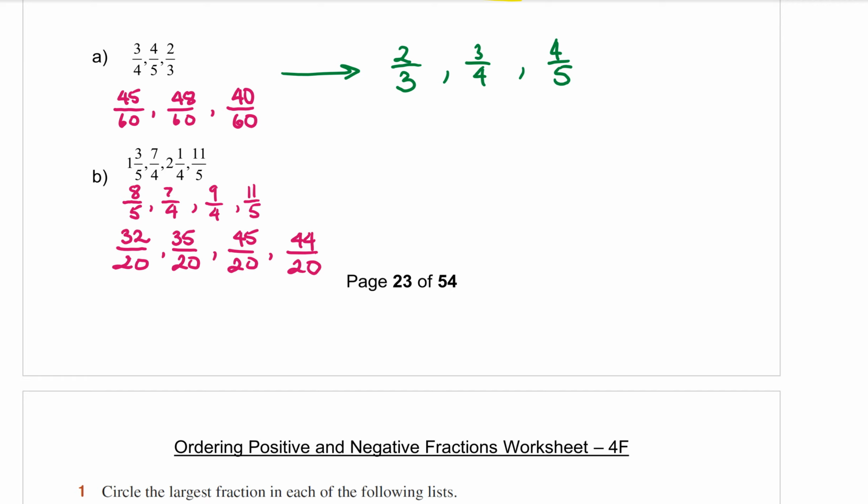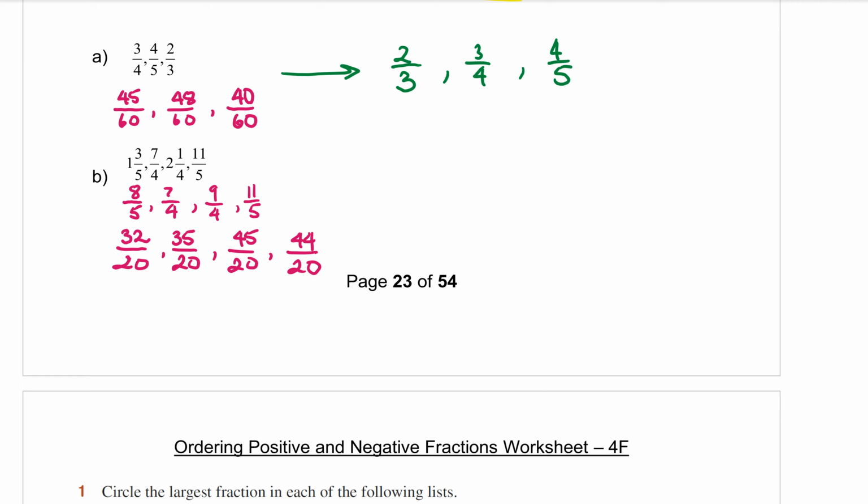I can see from the numerators which one is the smallest. And the smallest one is the smallest number. The 32 over 20 is the smallest. Then the 35 over 20. Then the 44 over 20. And then the 45 over 20.